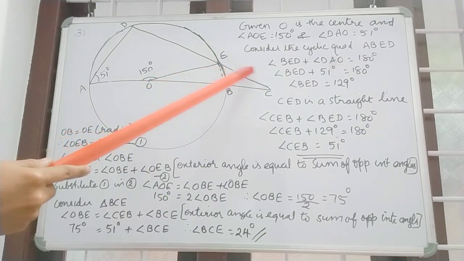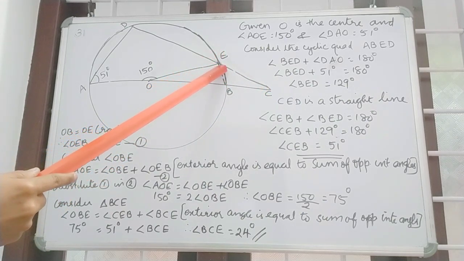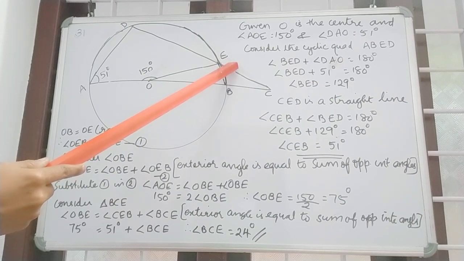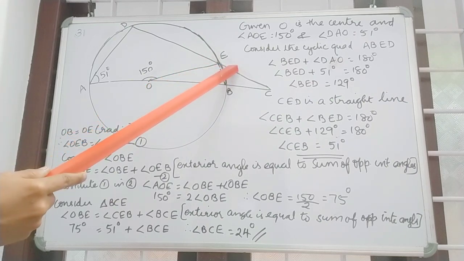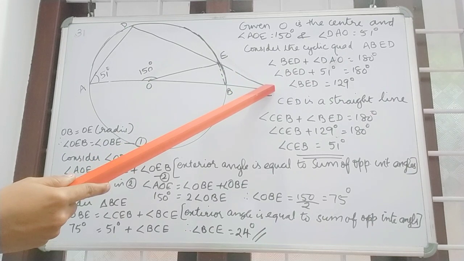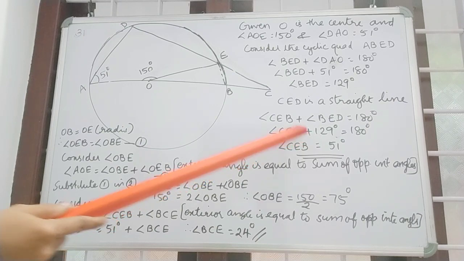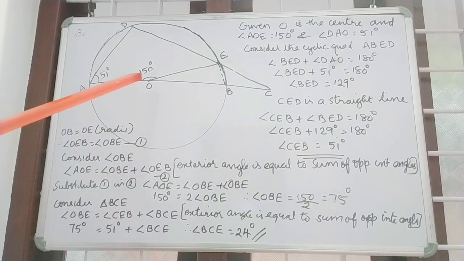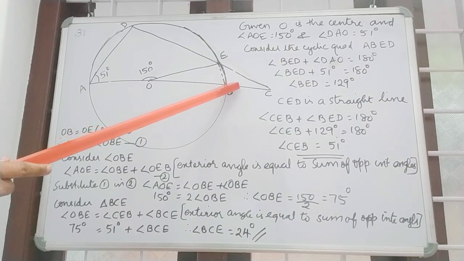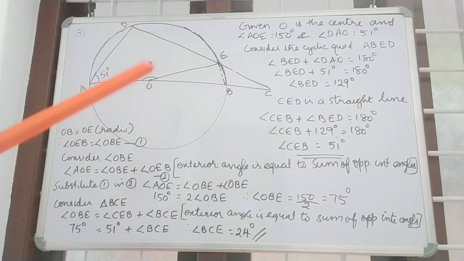So what about the remaining angle CEB? This angle. Up to this it is 129. Full will be 180 degree. So 180 minus 129, this angle CEB will be 51 degree. Then look at this figure. OB is the radius. OE is also the radius. Since the radii are equal in a circle, angles opposite to those sides will be equal.